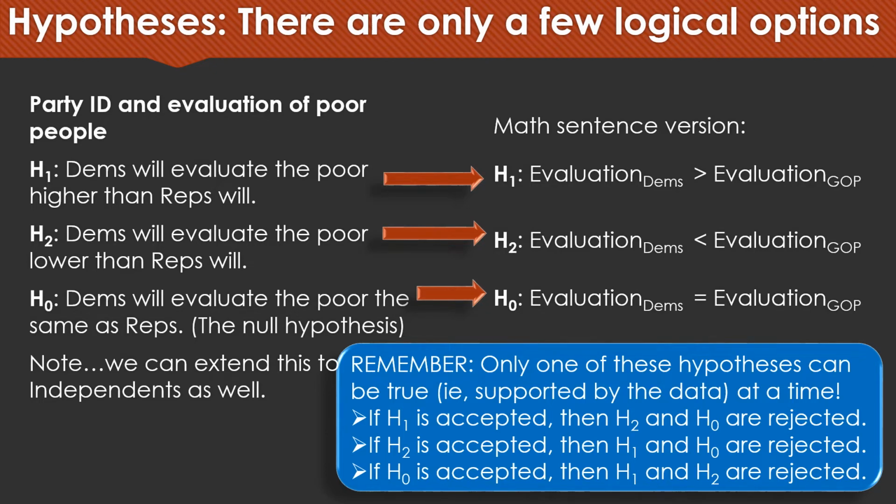So if hypothesis 1 is true, that we accept it, then hypothesis 2 and the null hypothesis are rejected. If hypothesis 2 turns out to be true, then we accept that, even though it seemed counterintuitive to us on the front end, and we reject hypothesis 1 and the null hypothesis. And then third, if the null hypothesis is accepted, that is, we find out that Democrats and Republicans are equal in their evaluation of the poor, then we reject our other two hypotheses. This is a really critical way of understanding what we're doing with our hypothesis testing.